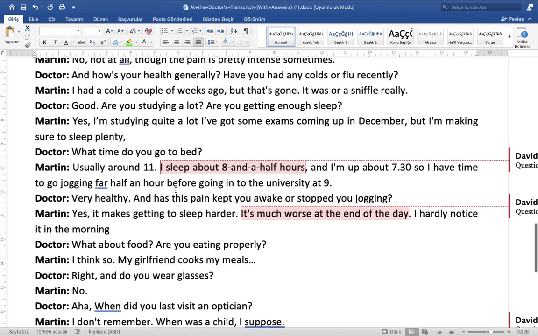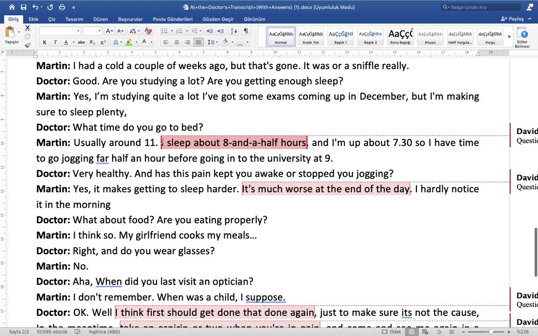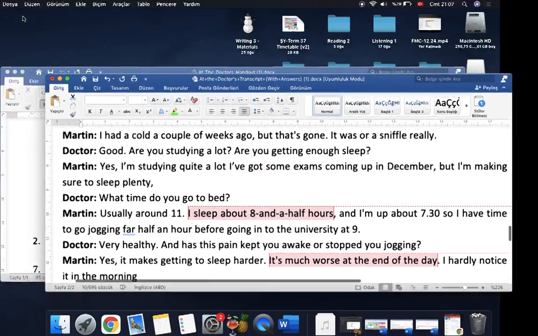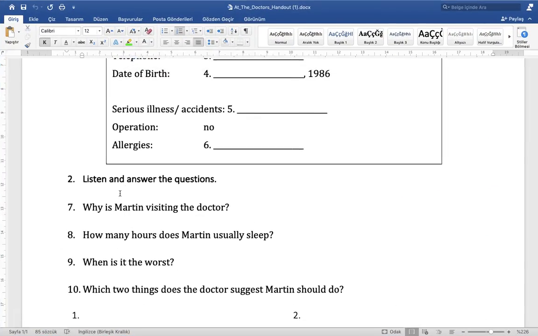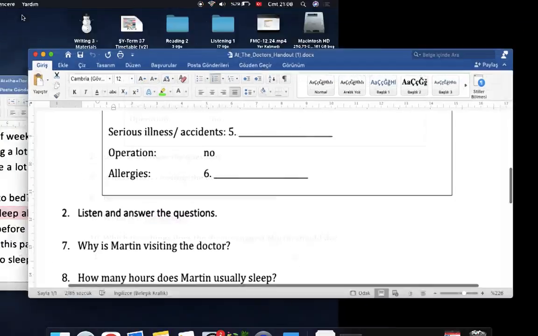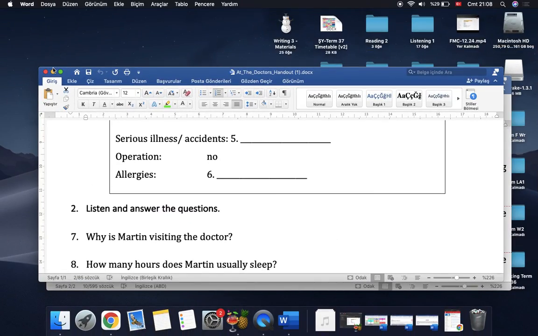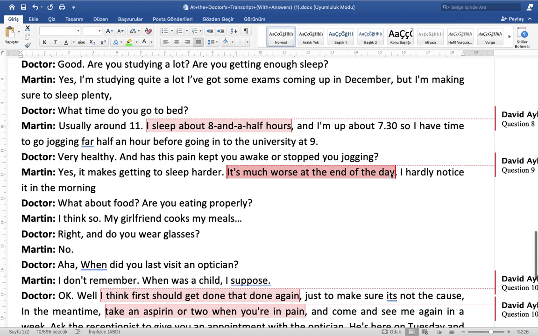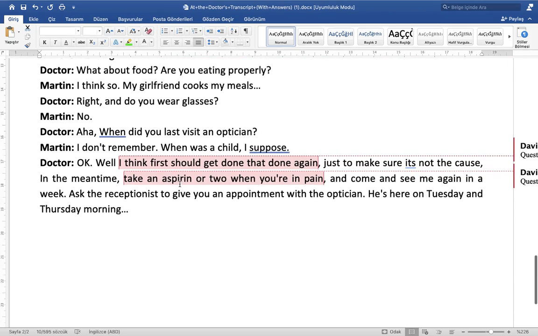And the next question was, how many hours does he sleep? And the answer is about 8.5 hours. Let me show you the next question. Question number 9. When is it the worst? We're asking about the illness, when it's the worst. And the answer is, it's worse at the end of the day. So at the end of the day is the correct answer.